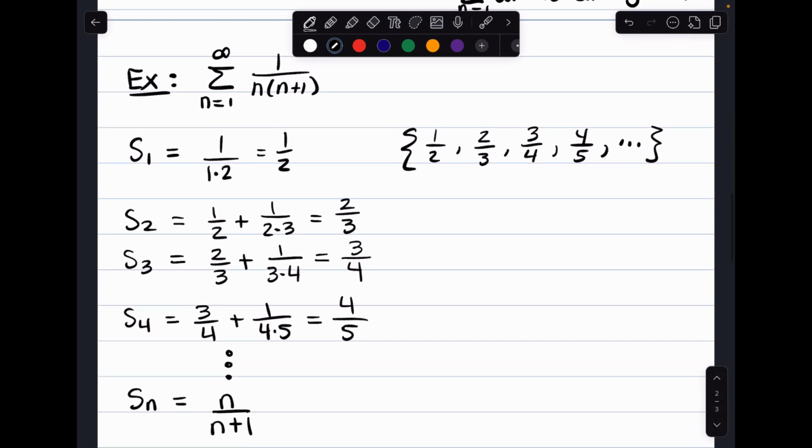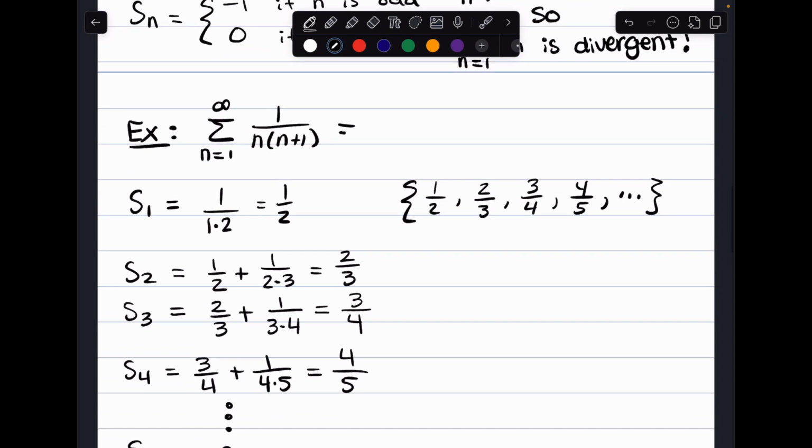And so when we're evaluating what's happening with this series, we're going to look at the limit as n goes to infinity of S sub n, or n over n plus 1. Well, this is a limit that we can evaluate rather easily and get 1. And so that's going to be our sum.